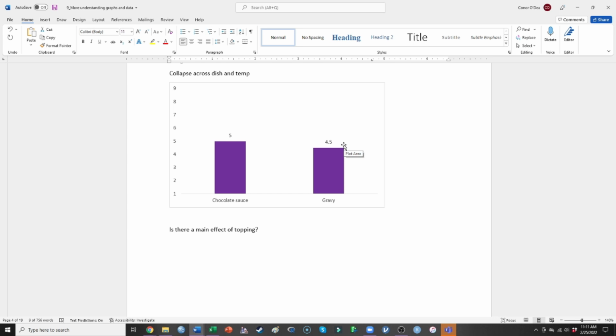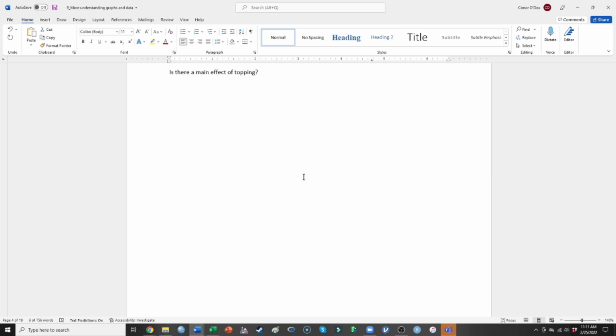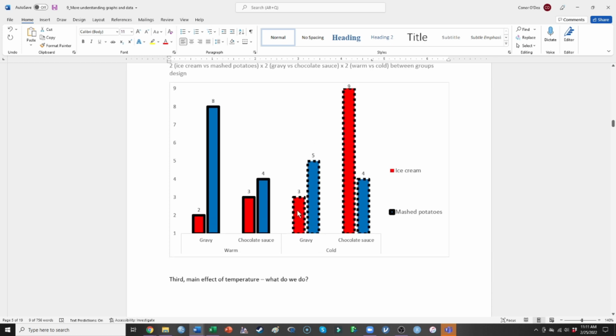They are different by about half of a scale point, but given again that the standard deviation is typically approaching 2 on a 1 to 9 scale, this is about a quarter of a standard deviation different. If you had a pretty large sample size, maybe this would be significant, but this is probably not going to be a significant difference here. So now let's move on. Now I'm asking, is there a main effect of temperature? So what do we have to do here? What do I care about and what do I not care about?